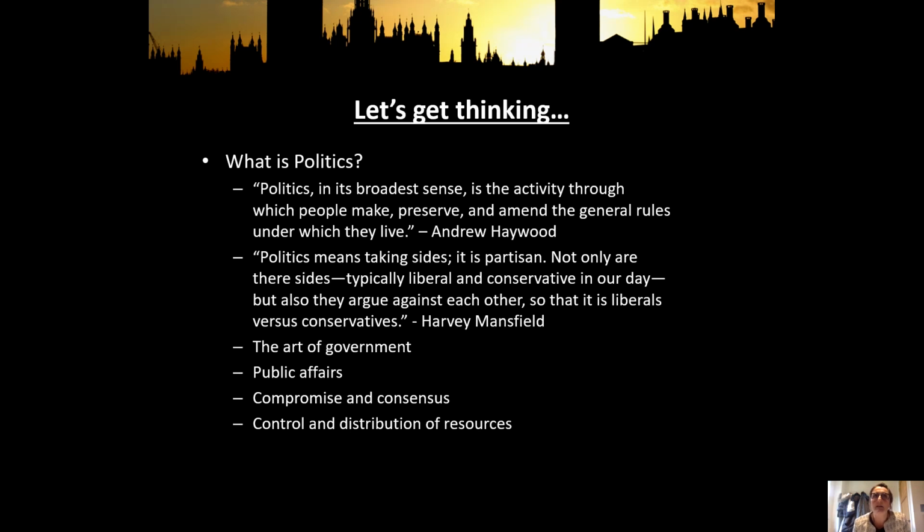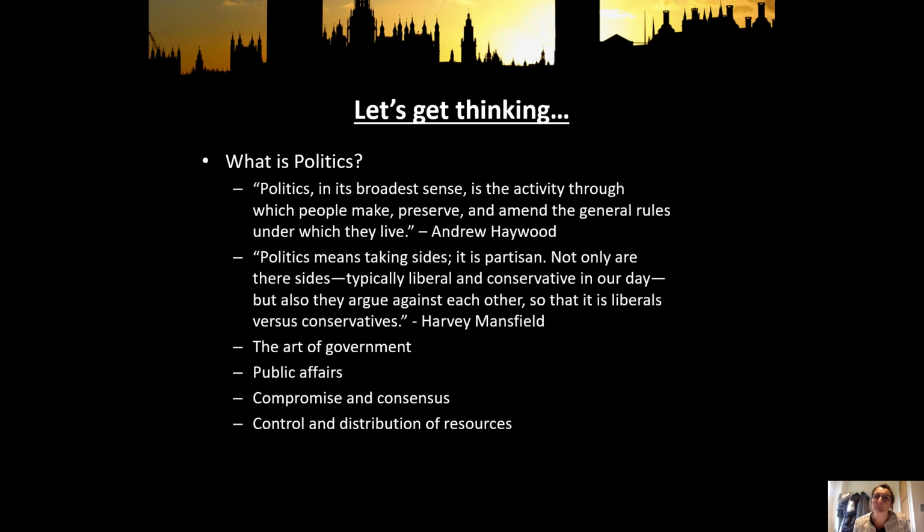So Andrew Heywood, he's one of the chief examiners, so he's an important person for us to listen to. He says politics, in its broadest sense, is the activity through which people make, preserve, and amend the general rules under which they live. Harvey Mansfield, who's a professor of political philosophy at Harvard University in America, says, politics means taking sides. It is partisan. Not only are there sides, typically liberal and conservative in our day, but also they argue against each other, so that it is liberals versus conservatives.